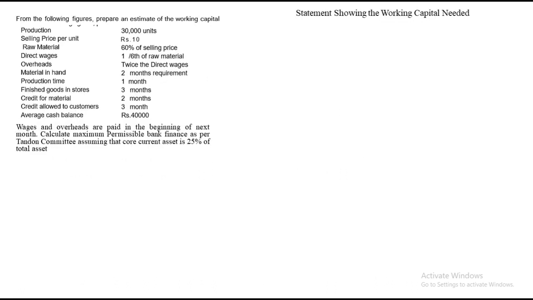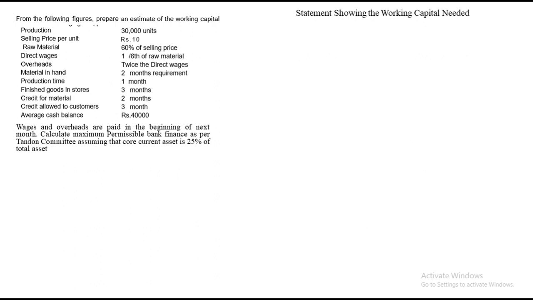Here is a question in front of you all. From the following figures, prepare an estimate of working capital. In production, they have given you 30,000 units. Selling price per unit is rupees 10. Raw material is 60% of selling price. Direct wages is 1/6 of raw material. Overheads is twice of direct wages. Then they are giving you some data related to months.